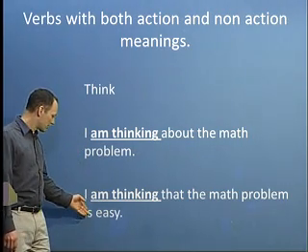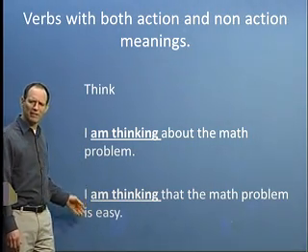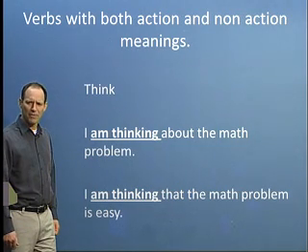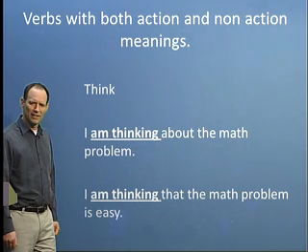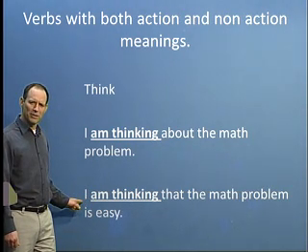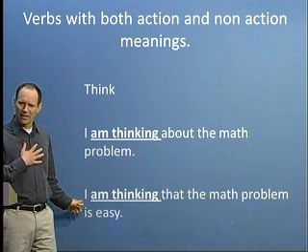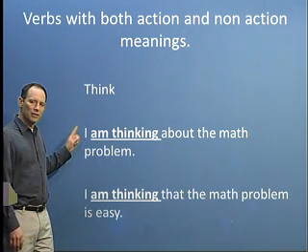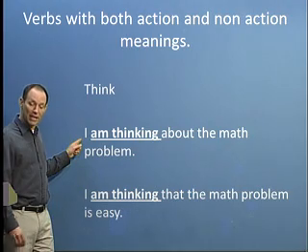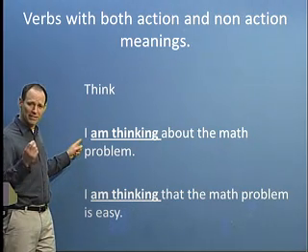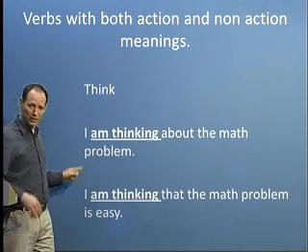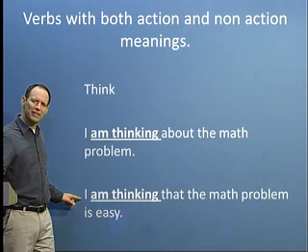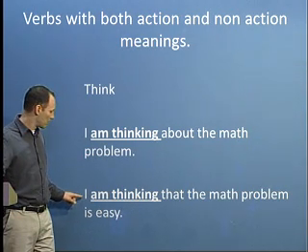But if I look at this sentence down here, this is a little bit different. I'm thinking that the math problem is easy. This is not really your brain doing work. This is your feeling, your opinion about the math problem. So here, when I say I'm thinking about the math problem, this is an action. This is your brain doing work. And here, this is your opinion about the math problem.